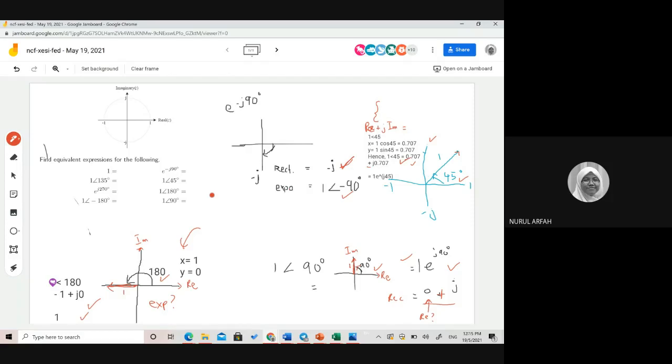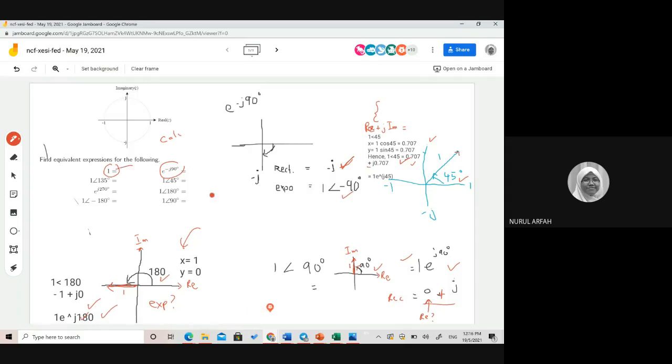You need the amplitude. Okay, dah. So we have 1 exponential j 180 degree. Yes, correct. Okay, I think all of you know how to do this. This one is just to avoid using the calculator, because sometimes you have a very easy number to use with the complex plane.